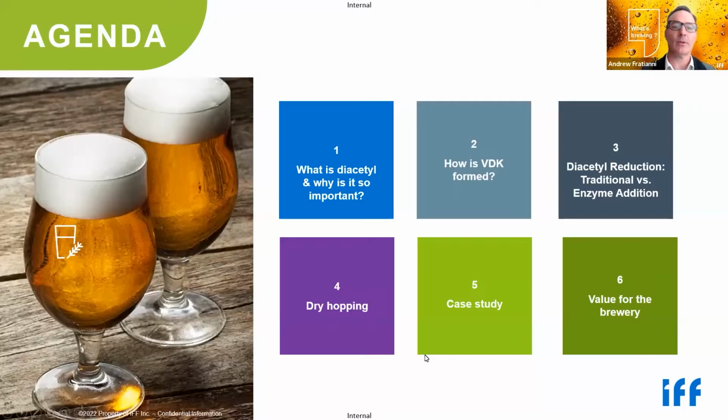So first, we'll talk about what is diacetyl and why is it so important. It is a VDK, so how is it formed? And how do we reduce or prevent diacetyl formation? There are some traditional methods as well as some newer methods, which involve the application of enzymes. Dry hopping is becoming quite popular now, and diacetyl is part of that, or can be, depending upon the situation. And then after that, Kurt will go over his case study and present to you some very interesting information and give you some ideas about the values to his brewery, and probably will be the same for yours.